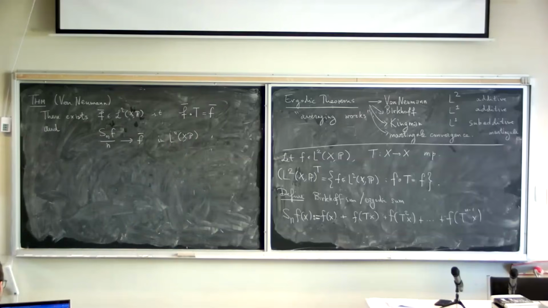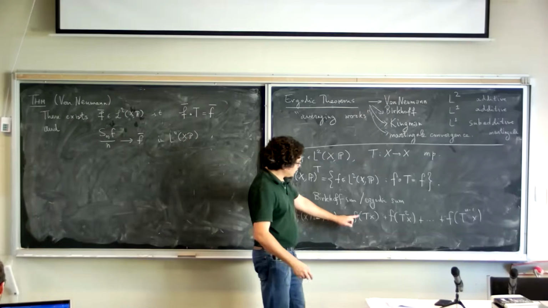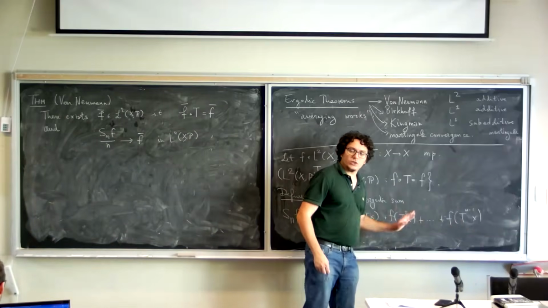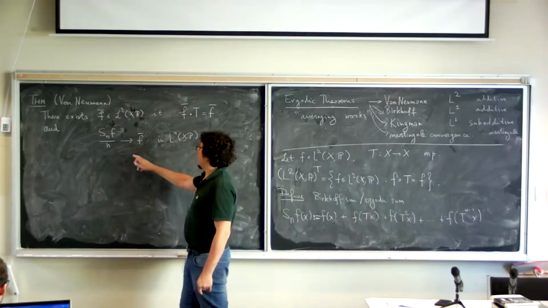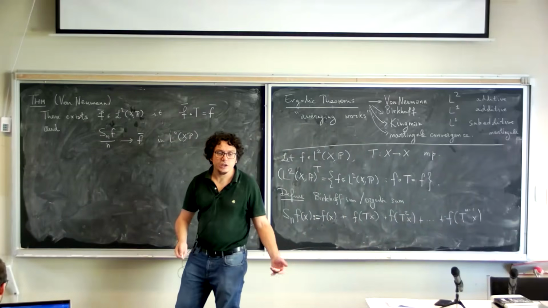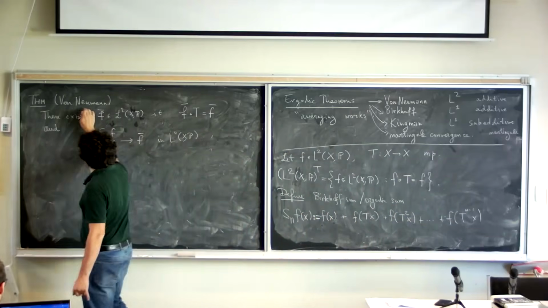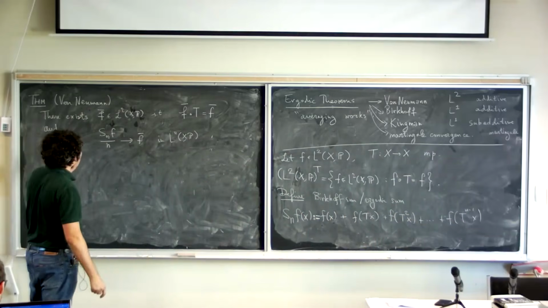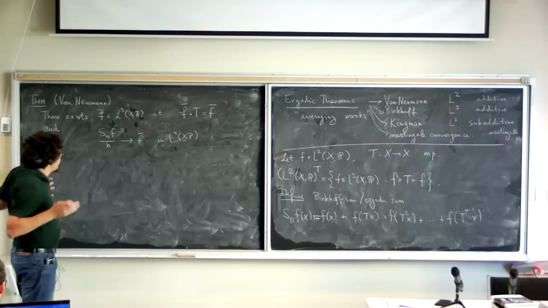So this is the first way to get an average. You take a function, you apply the dynamics n times, you do the arithmetic average, and this converges to a function. The limit exists. And in von Neumann's time, this was the limit in L2. So some sort of averaging.